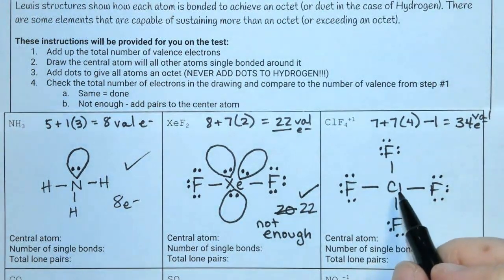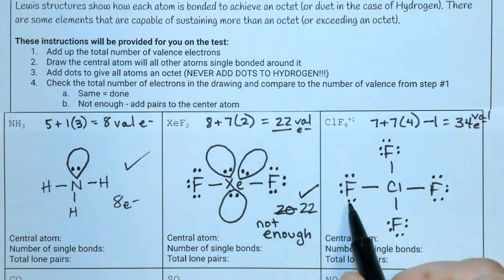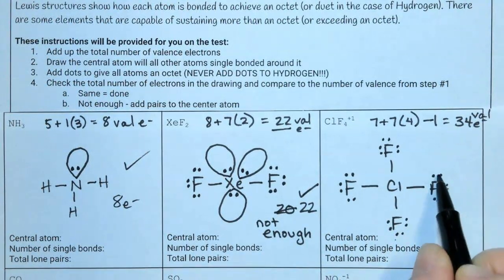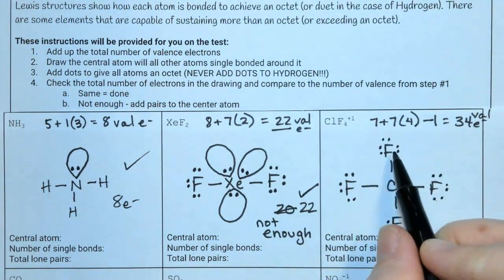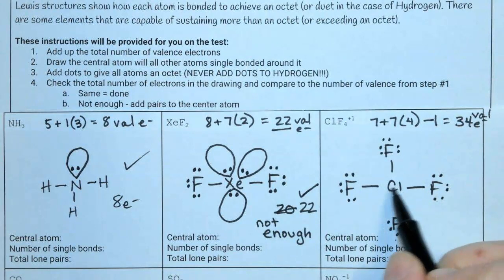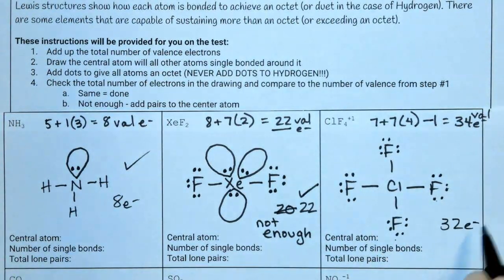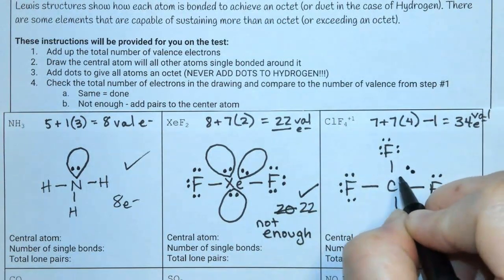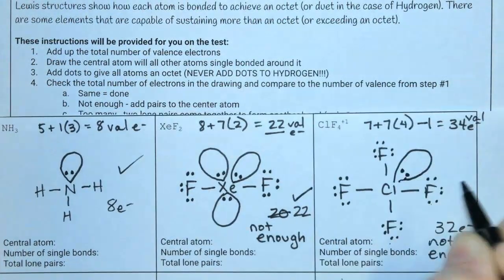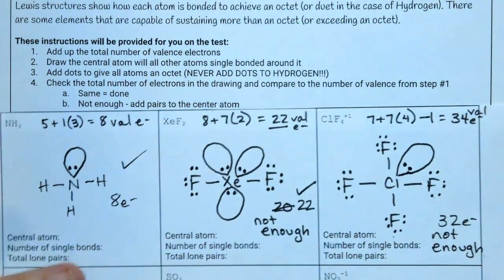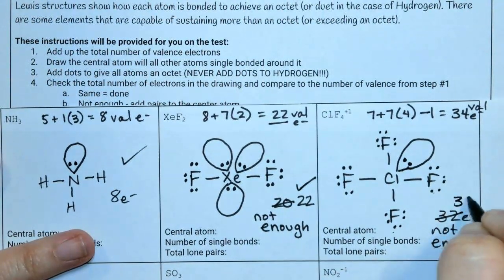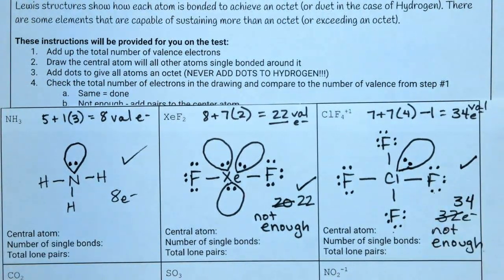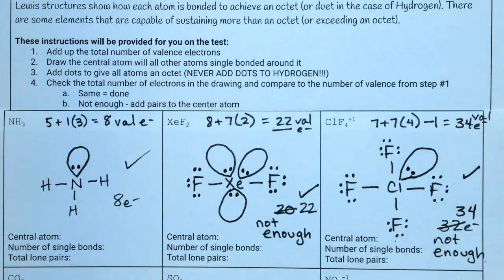Finally, this one, let's check our total. We have 2, 4, 6, 8, 10, 12, 14, 16, 18, 20, 22, 24, 26, 28, 30, 32. Again, not enough, which means we need to add a pair to the center atom in order to have 34. So I'm just going to kind of put that right here and draw my alien head kind of between the 2 fluorine atoms there. And now that I've done that, I've fixed the problem and we have 34. That is my final answer.